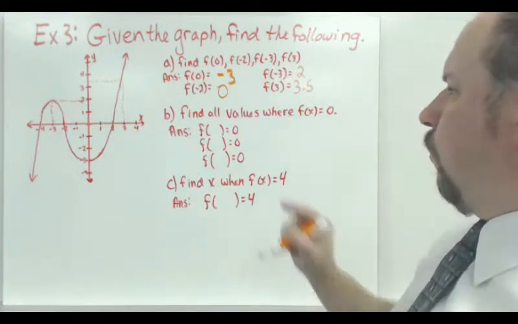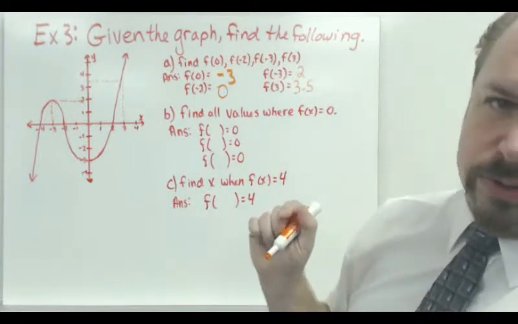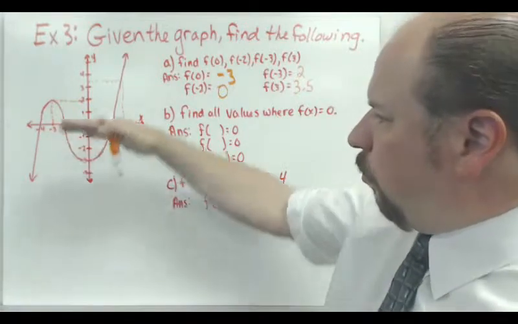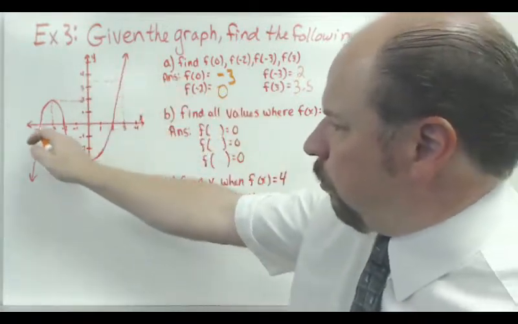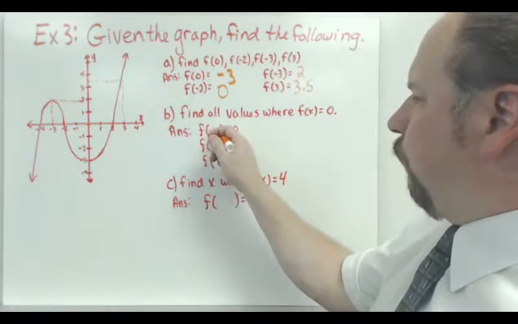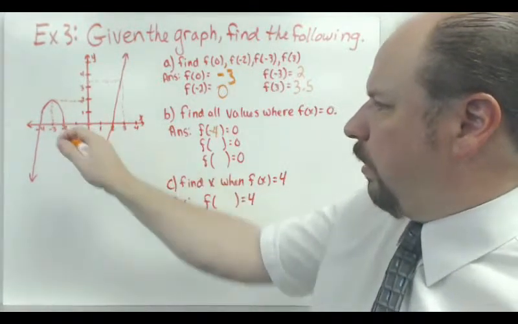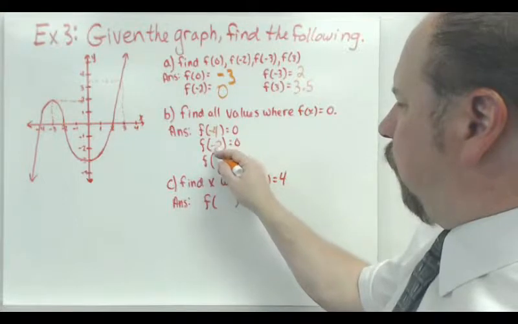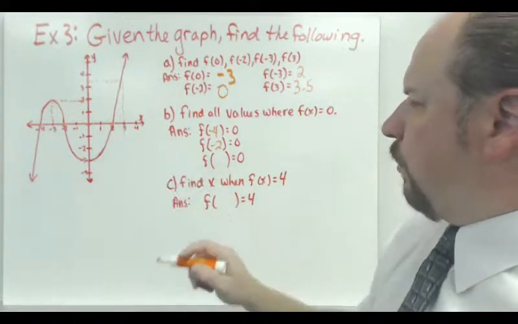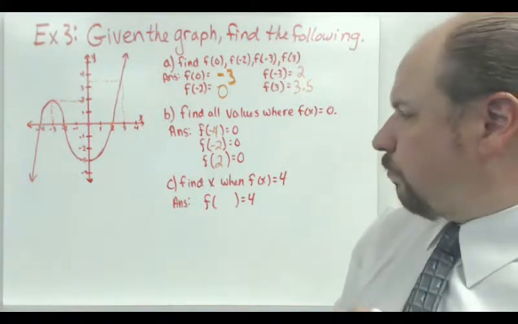Okay. Next one, find all values where f of x equals 0. Well, we found one of those already up here in our previous problem. So if we look here, where is our y value 0? We'll notice we have one right here. So f of -4 equals 0. Our next one is right here at -2, so f of -2 equals 0. And our final one is over here at +2, so f of +2 also equals 0.